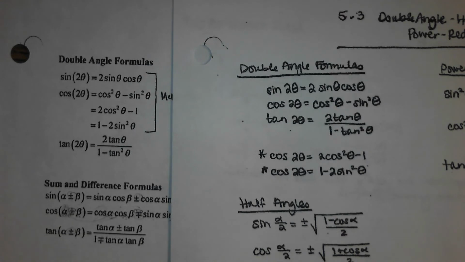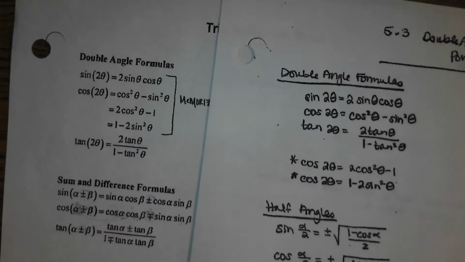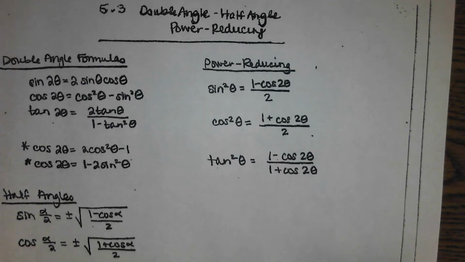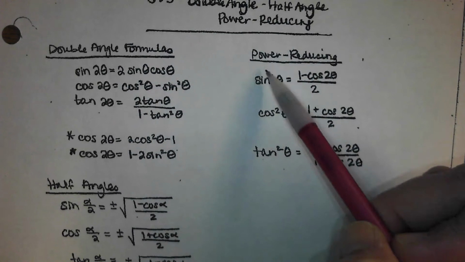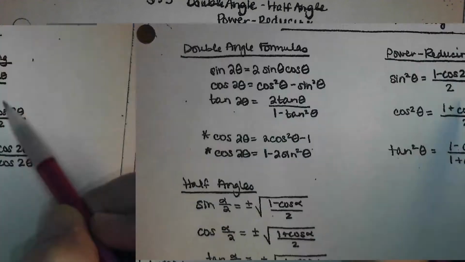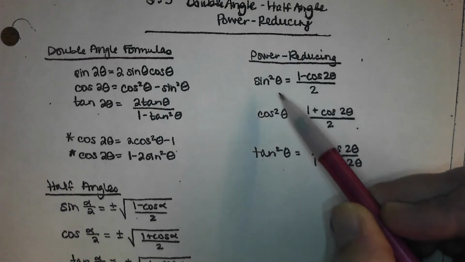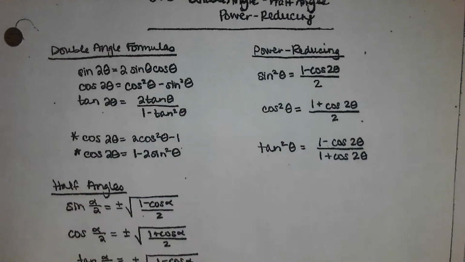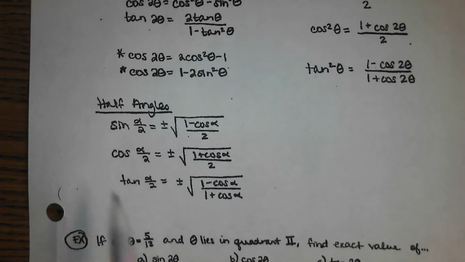Versions of the cosine of 2 theta. So we'll be using those. We'll be using power reducing. So anytime you have a sine squared or cosine squared or a tangent squared, how to reduce those so that the squareds aren't there. And then half angle formulas, and you'll see when we get to there the context in which those are used.